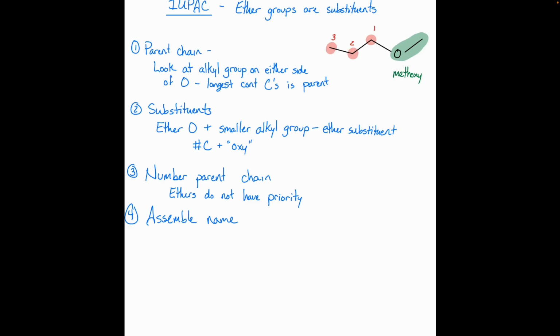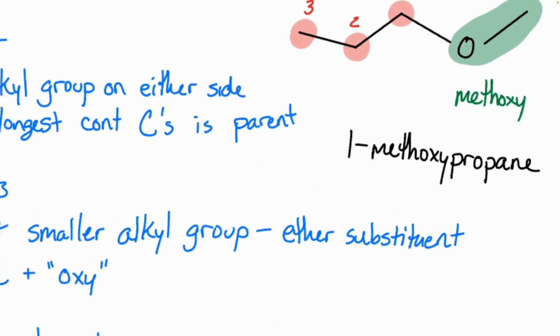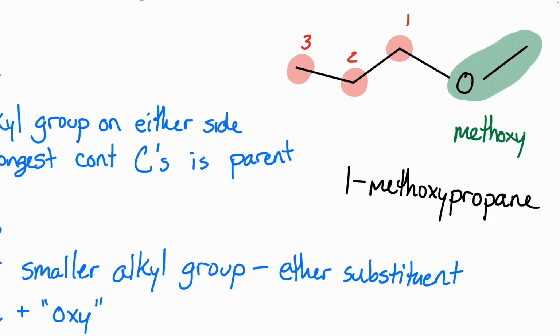Okay, so then putting it all together, this would be 1-methoxypropane. We have that methoxy group on carbon 1, and we didn't do anything to the back end of this parent chain, right? The parent chain is still propane. All of that information of that ether functional group as a substituent goes out front of the name.